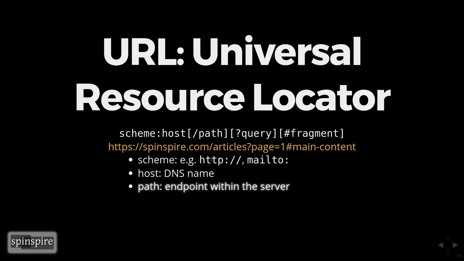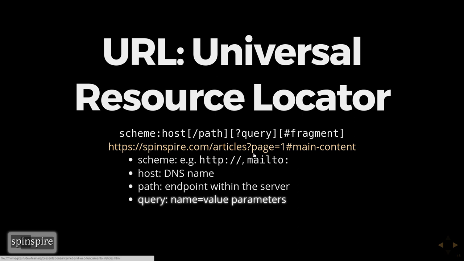Then there is a path. Path in our example is /articles. So this points to an endpoint within the server, so that the server determines what program on its end to run in response to your request. Query, or the query string, is basically a series of name-value pairs. So in our example, it's page, the name, equal to 1, the value. So key-value pairs. Page is the key, 1 is the value. If you had multiple of these, you would separate them with ampersands.